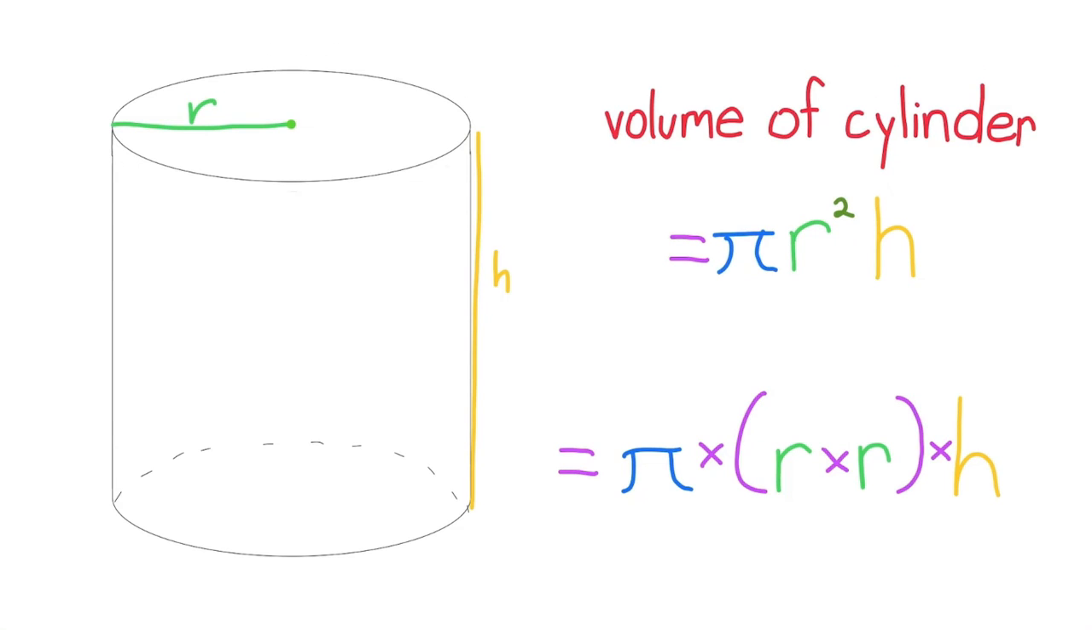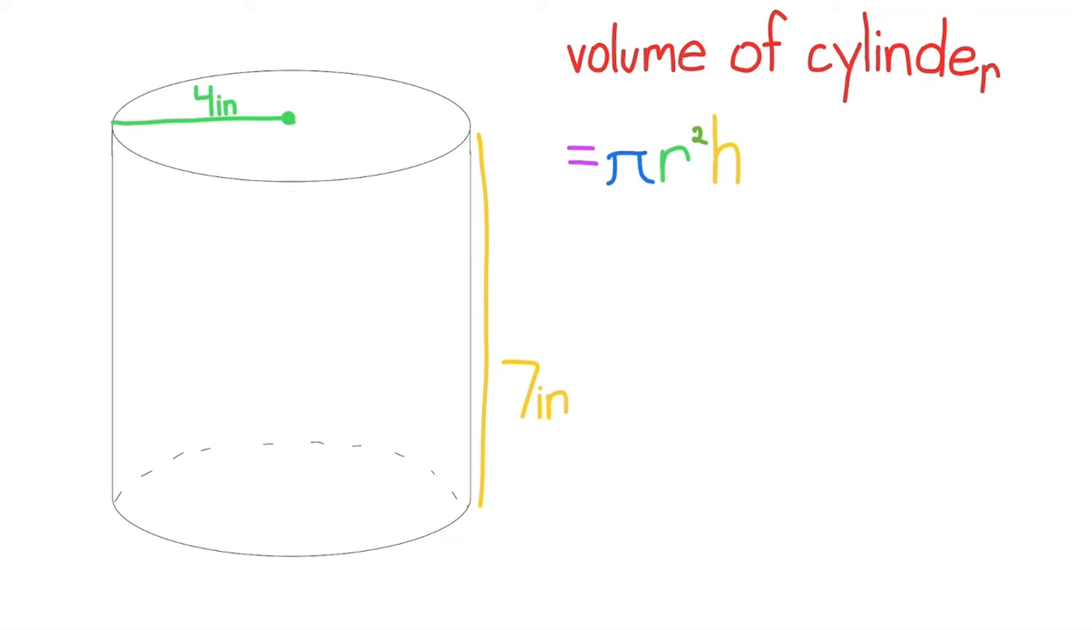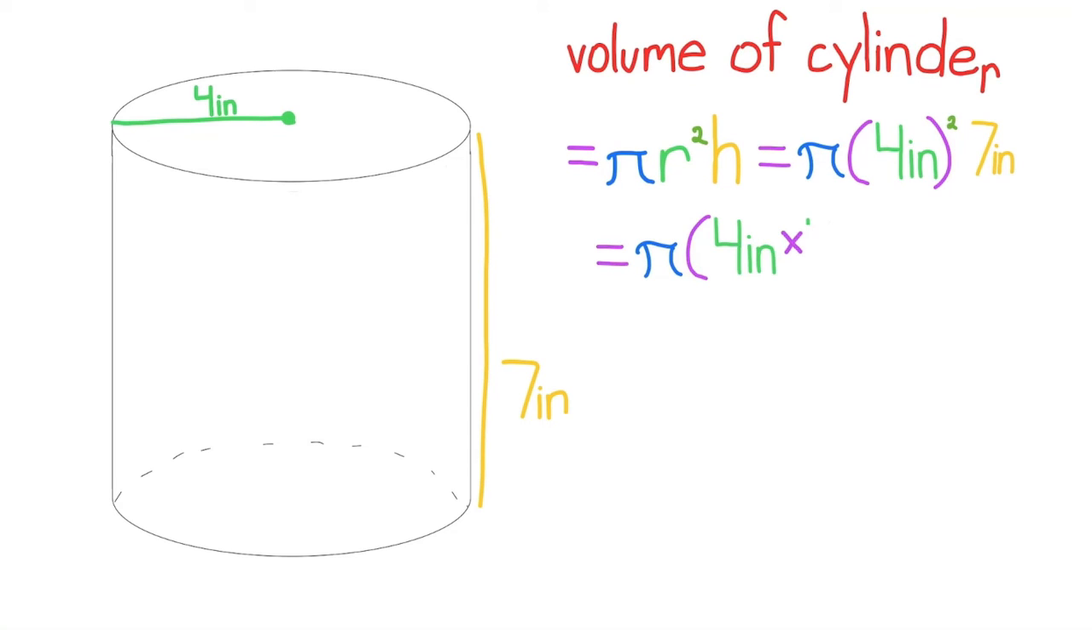let's try the first problem. So you see the height is 7 inches and the radius is 4 inches. And here we have the formula. For this problem, the formula would look like this: equals pi 4 inches squared times 7 inches, right? So first, let's figure out how we would find 4 inches squared. Well, the formula would look like this: pi 4 inches times 4 inches times 7 inches. Right? So now that we know how it looks, let's solve what's in the parentheses.